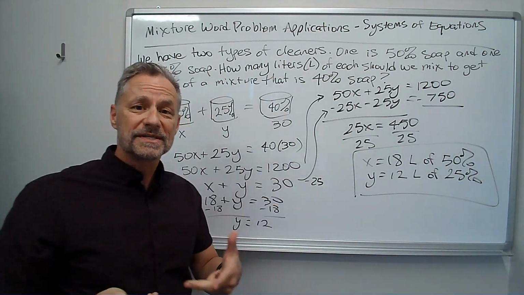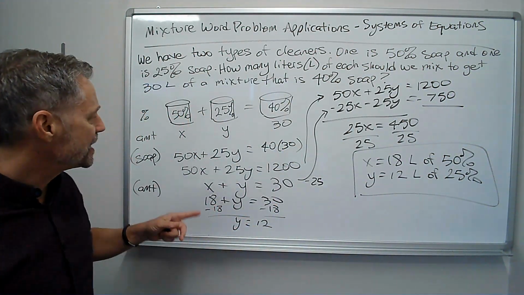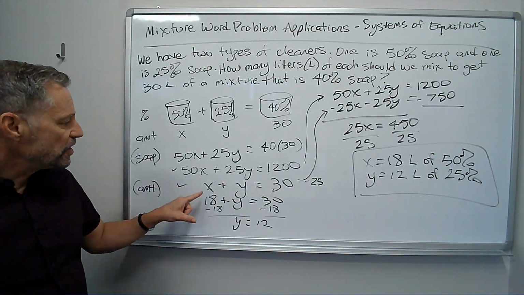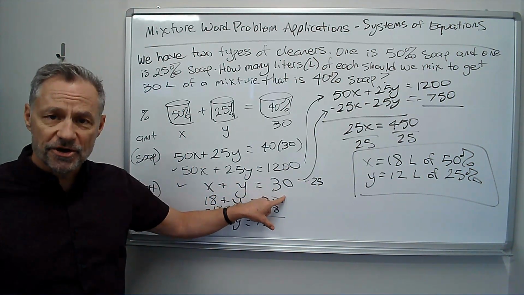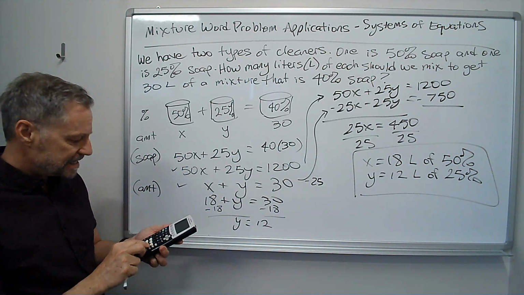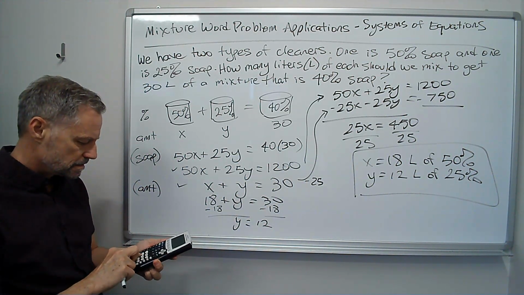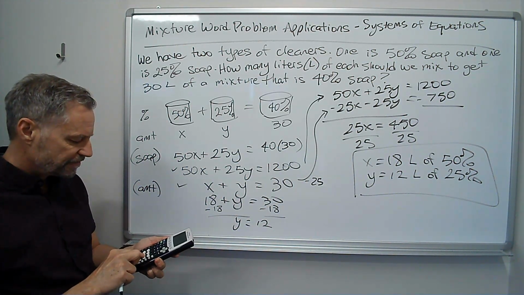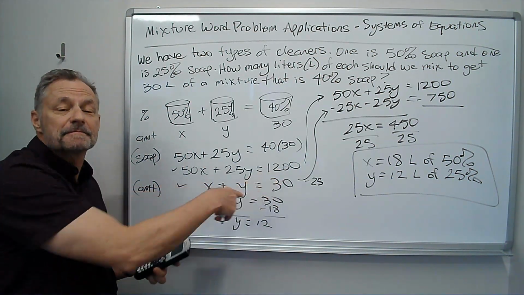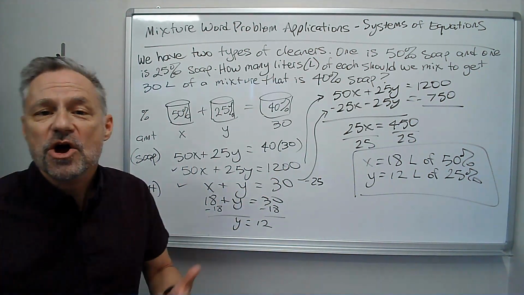And then as always, I would suggest that you check to make sure they're right. They have to satisfy this equation and this equation. We know the 18 plus 12 is 30. That one's easy. Let's check again, get my calculator out. 50 times 18 plus 25 times 12 equals 1200. So that one works as well. So we know we've got the right answer.